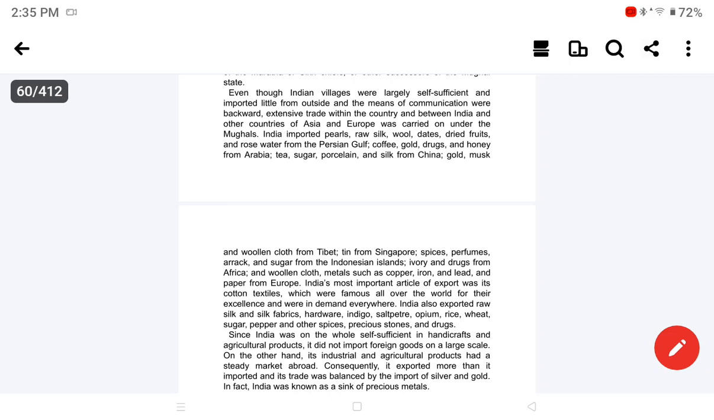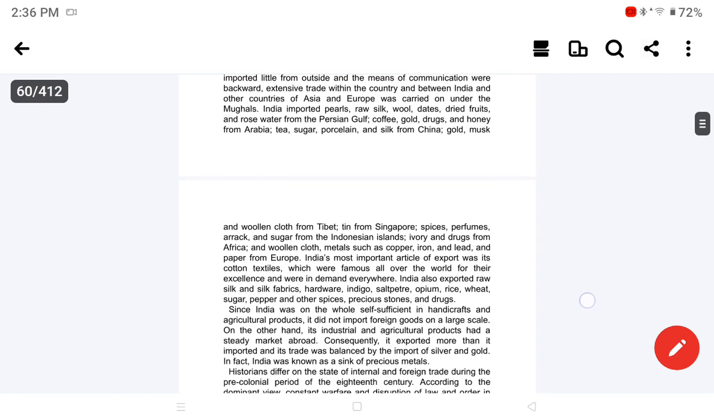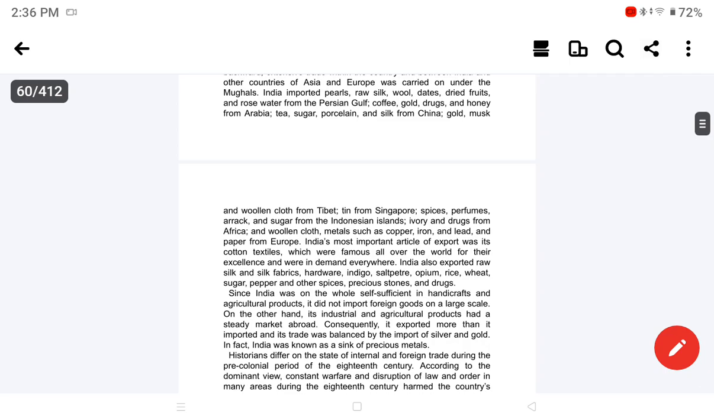India imported pearls, raw silk, wool, dates, dried fruits, and rose water from the Persian Gulf; coffee, gold, drugs, and honey from Arabia; tea, sugar, porcelain, and silk from China; gold, musk, and woolen cloth from Tibet; tin from Singapore; spices, perfumes, arak, and sugar from the Indonesian islands; ivory and drugs from Africa; and woolen cloth, metals such as copper, iron, and lead, and pepper from Europe.